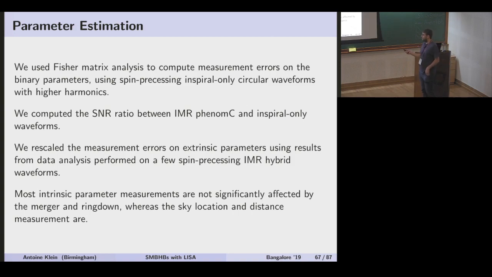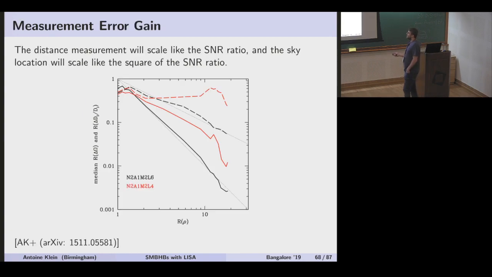And what we found was that yes, it did increase your precision, but only on the extrinsic parameters, the sky location and the distance measurement. The individual masses and individual spins were not improved by the merger. So the result from this study is that, forget about the red lines. They're not that relevant for LISA.